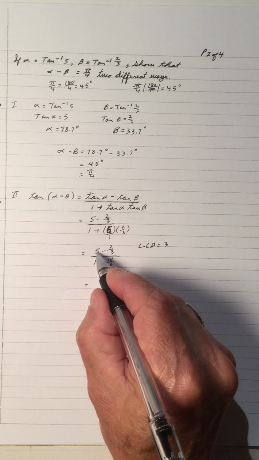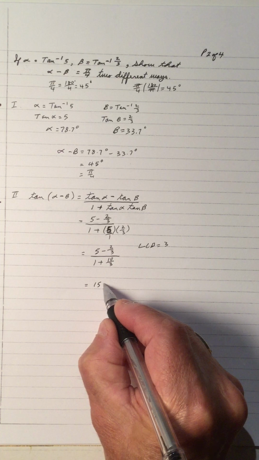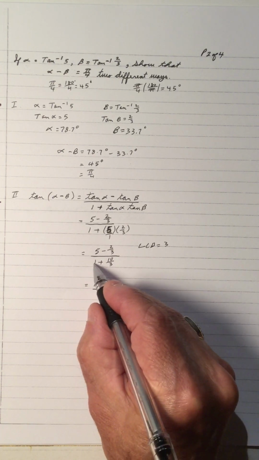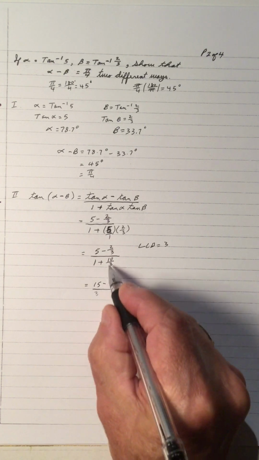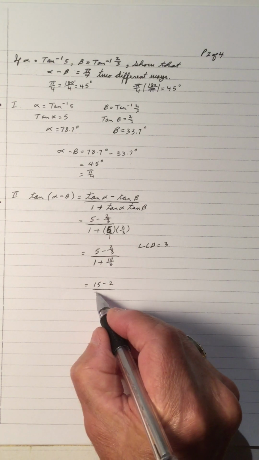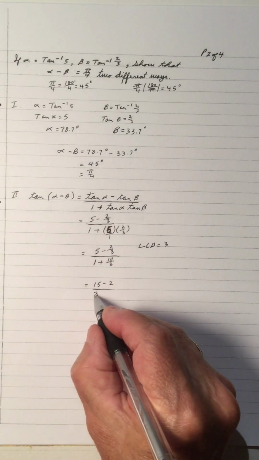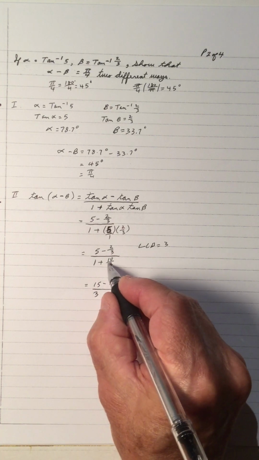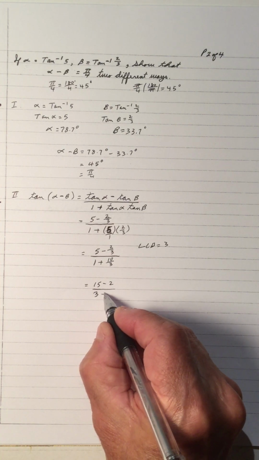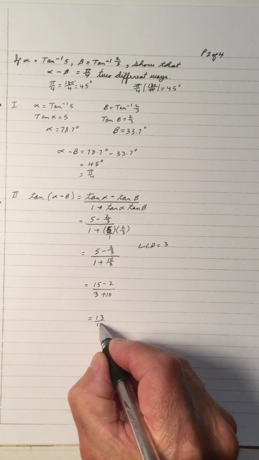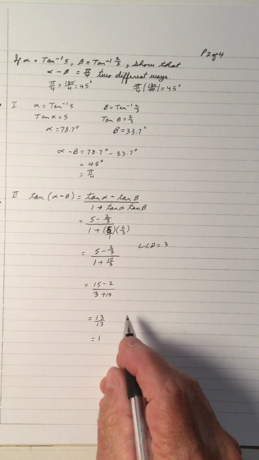So if I multiply 3 by 5, I get 15. Multiply 3 by 2/3, I get negative 2. 3 times 1 is 3. 3 times 10 over 3 is 10. And that gives us 13 over 13, which is 1.